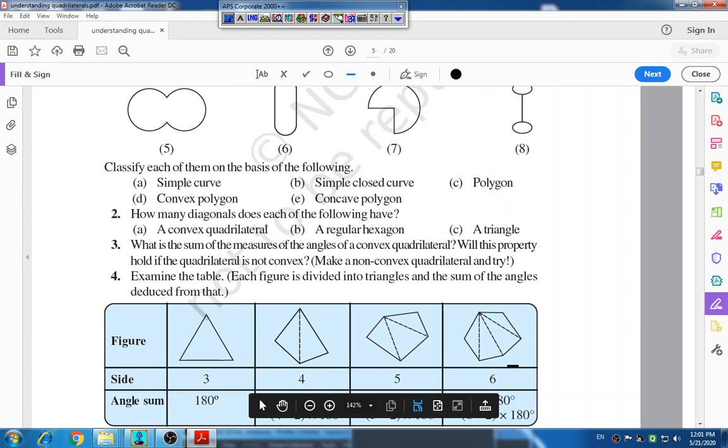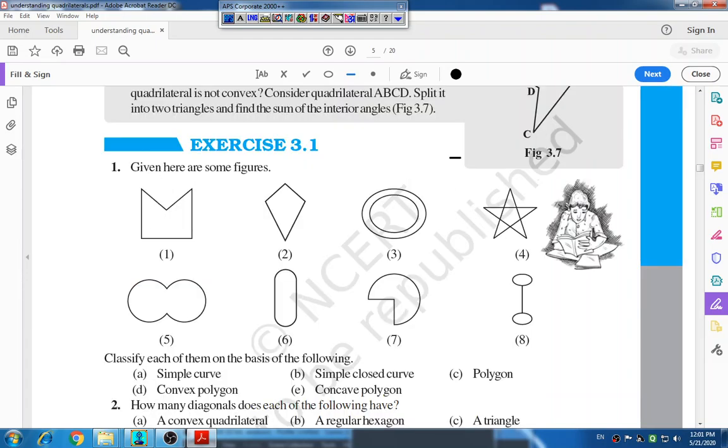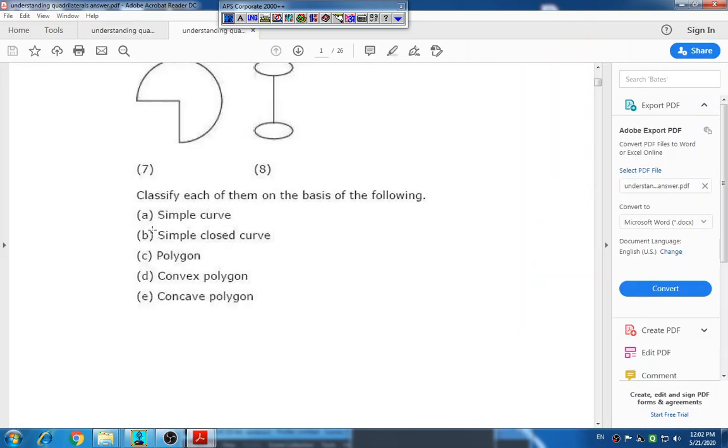Here we are going to discuss exercise 3.1. Look at here carefully. Understanding Quadrilaterals, exercise 3.1, question number 1. Given here are some figures. Look at here, they give us 8 figures and we have to classify each of them on the basis of the following: simple curve, simple closed curve, convex polygon and concave polygon.